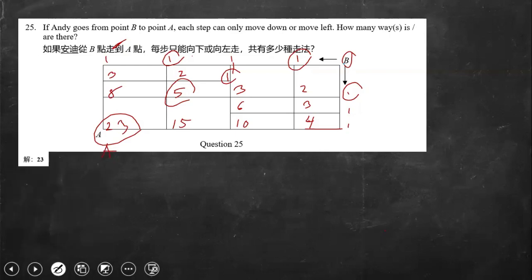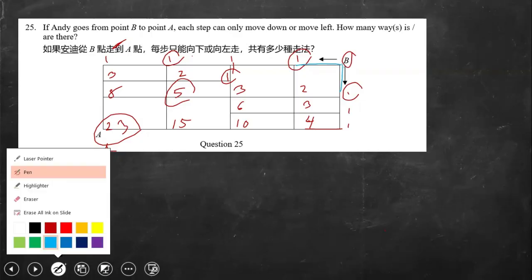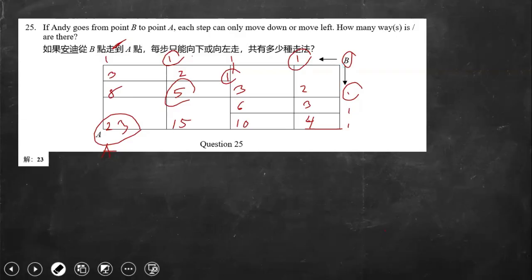Hope that makes sense. There's one way to get here and then one way to get here. So we write 1. And then to get to the next point, there are 2 ways. So here and then here. So there's 2.